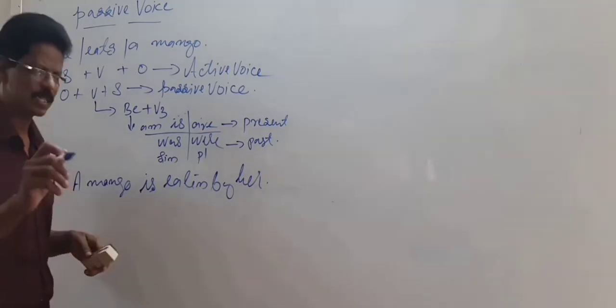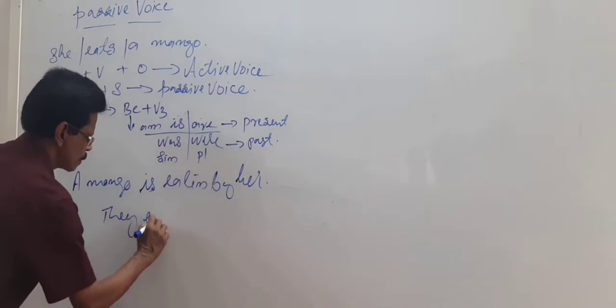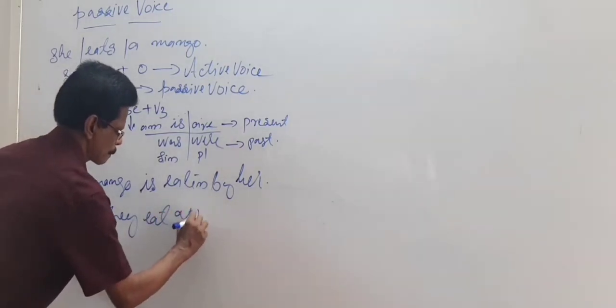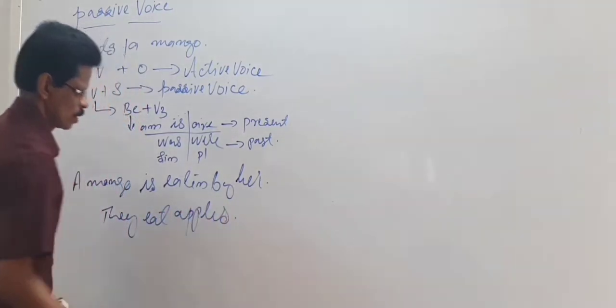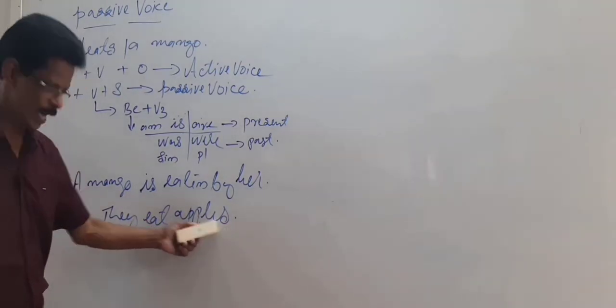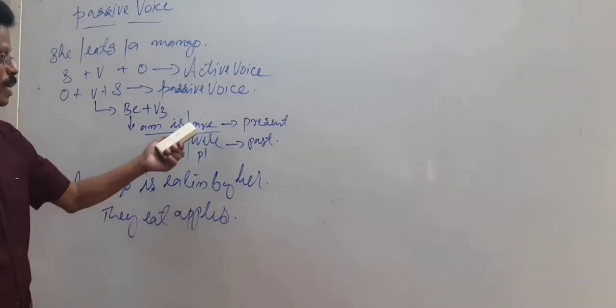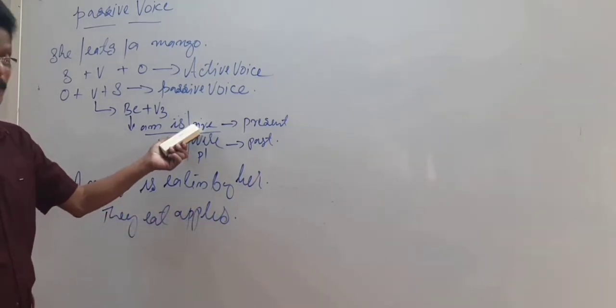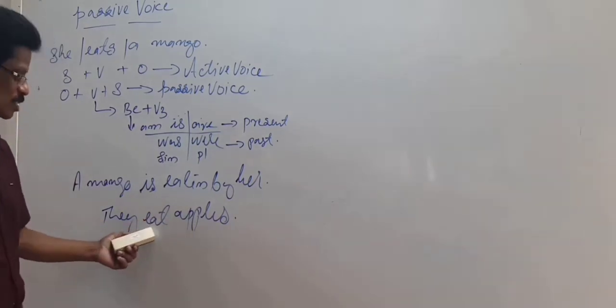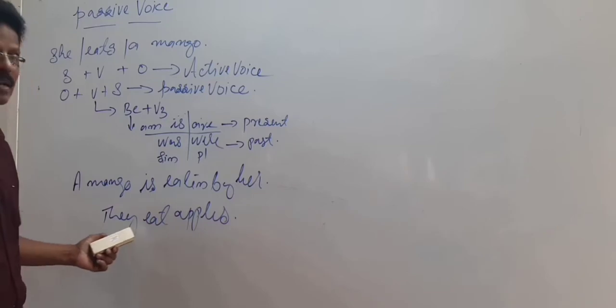Take another example. They eat apples. What will be the answer? Because apples is plural and eat is present, apples, not is but are. Apples are eaten, V3. Apples are eaten by them.